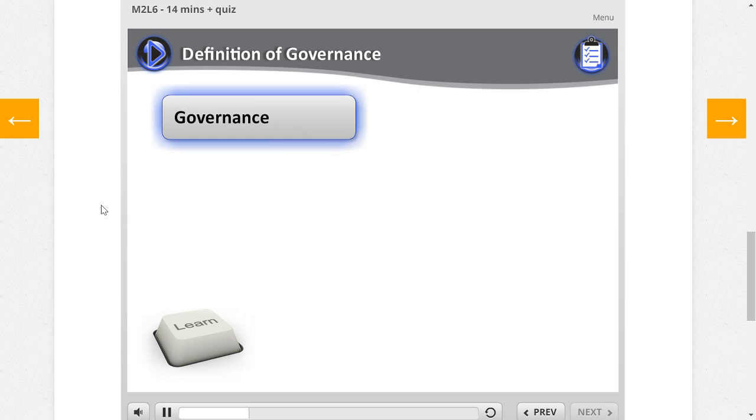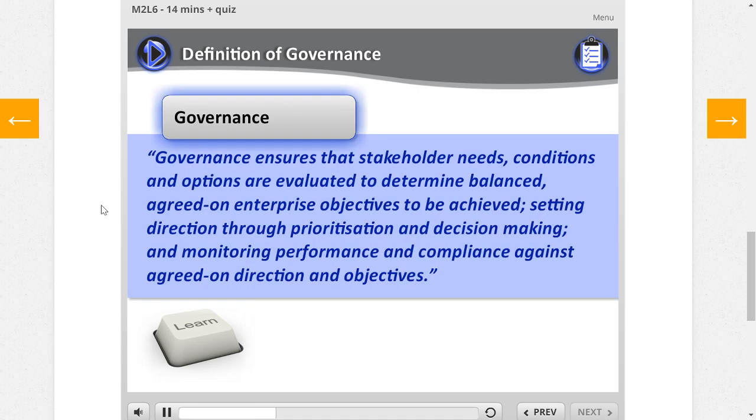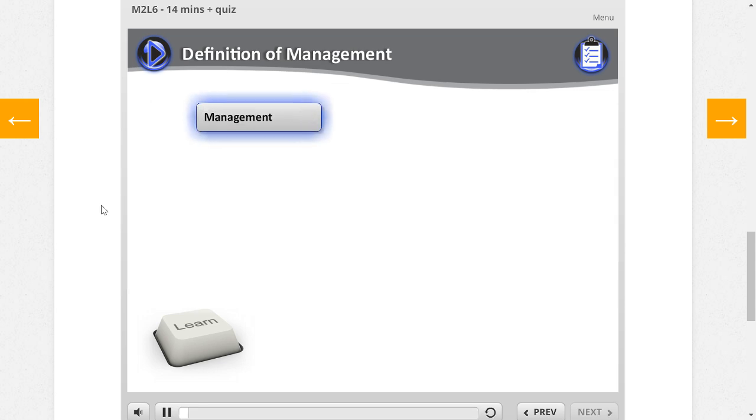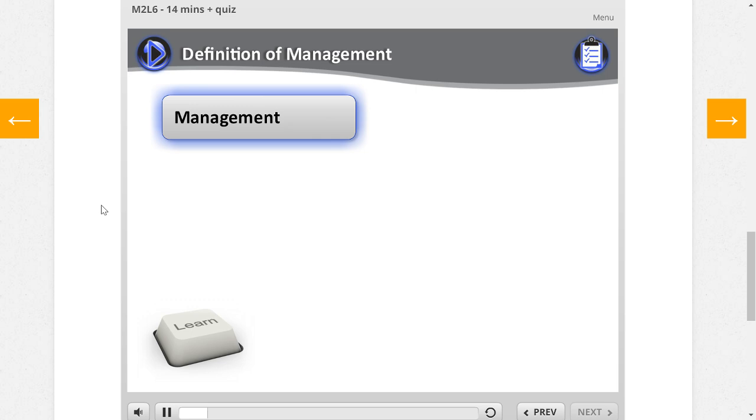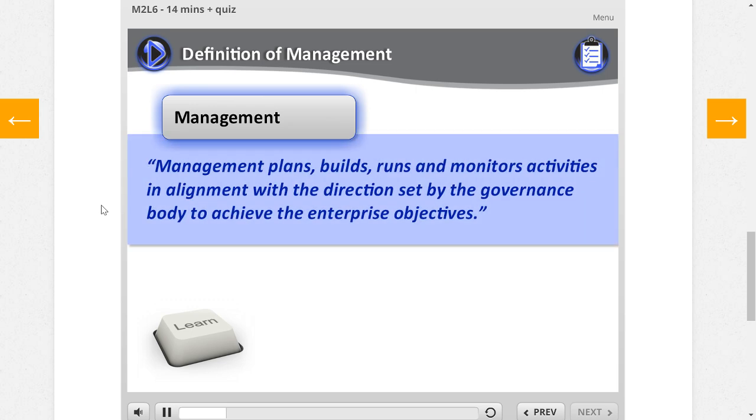We'll start with governance. Governance ensures that stakeholder needs, conditions, and options are evaluated to determine balanced, agreed-on enterprise objectives to be achieved, setting direction through prioritization and decision-making, and monitoring performance and compliance against agreed-on direction and objectives. And the COBIT definition of management is: management plans, builds, runs, and monitors activities in alignment with the direction set by the governance body to achieve the enterprise objectives.